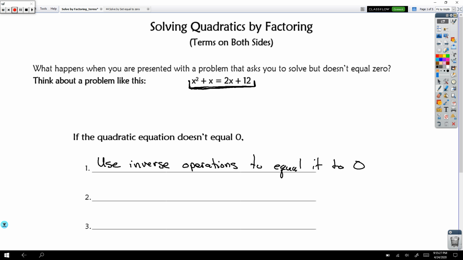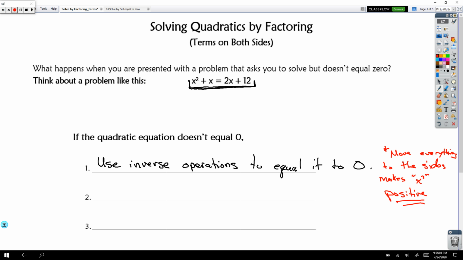Now, another issue that we run into is figuring out which side we want to move things to. So we always want to move everything to the side that makes the squared term, so the x squared, positive. Okay, so we always want that thing to be positive.